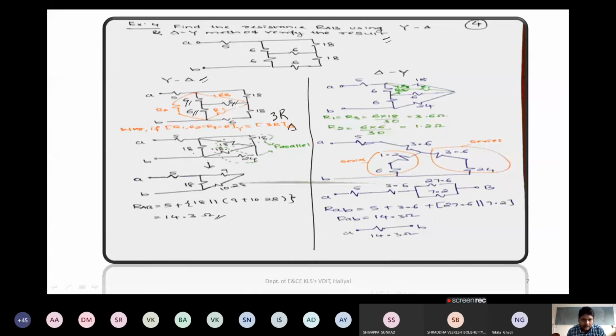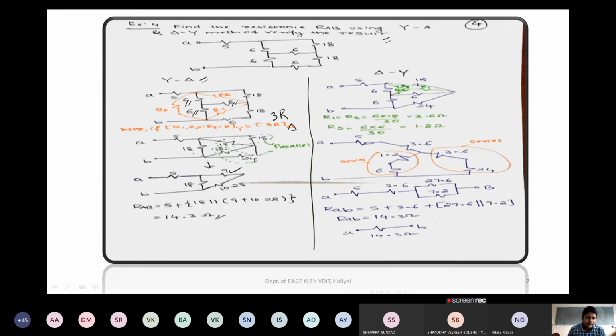Now we can observe that these 18 and 18 are in parallel. We have studied earlier in series and parallel networks that if two resistance values are the same and they are in parallel, the equivalent will be half, that is 9 ohms. Keep this in your mind, and don't waste time in calculation like 18 into 18 over 18 plus 18. This is valid for two resistance values only, not more than that. So directly you can write it here as 9.